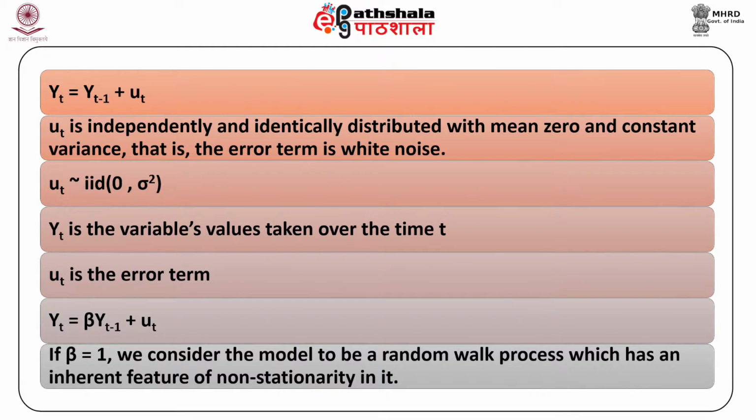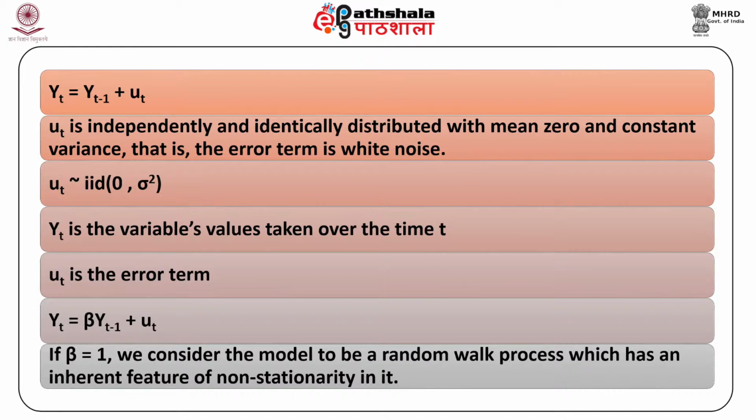Now, any series is generated by a random walk if yt is equal to yt minus 1 plus ut, where ut is independently and identically distributed with mean 0 and constant variance. That is, what we are assuming is the error term is white noise. So we can write down that ut is distributed IID with 0 mean and sigma square as the variance, where IID stands for independently and identically distributed.